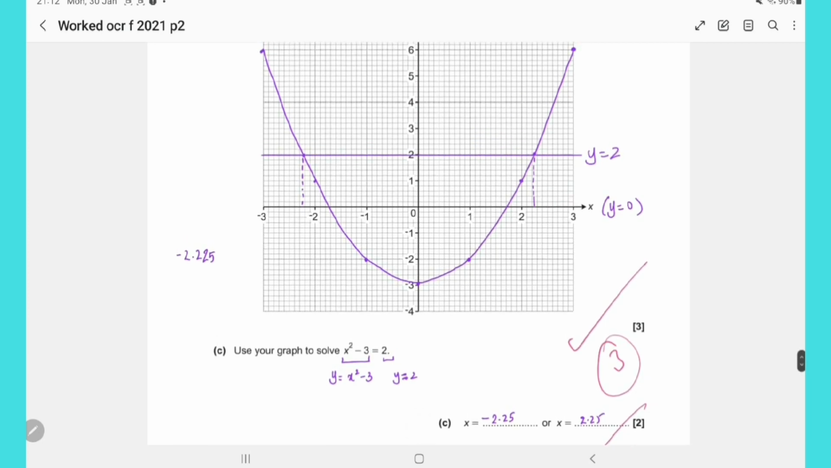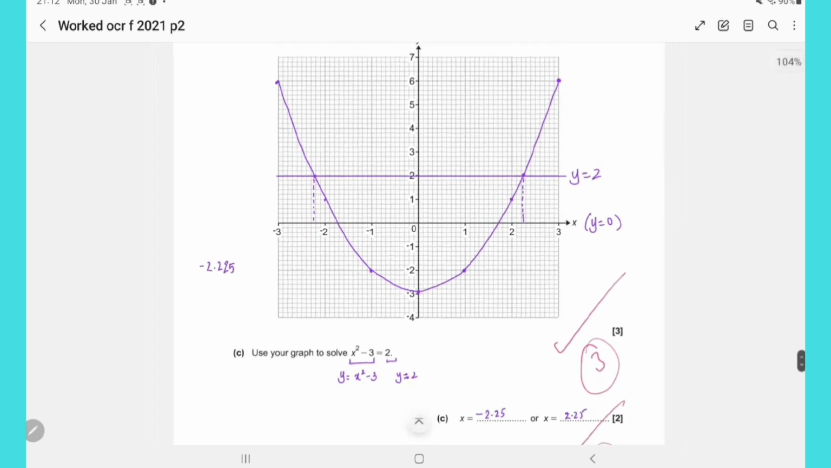So the graph of y is equal to 2 is the straight horizontal line at y equal to 2 over here. And if we find the x values at which these two graphs cross each other, it would be at minus 2.25 and at 2.25.